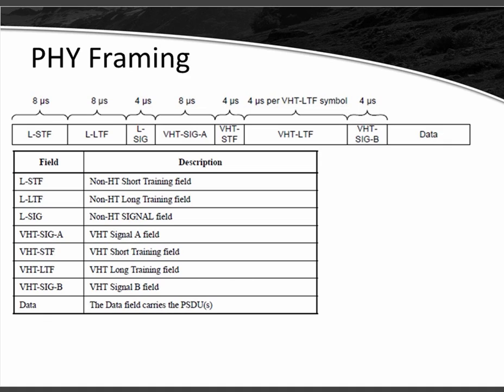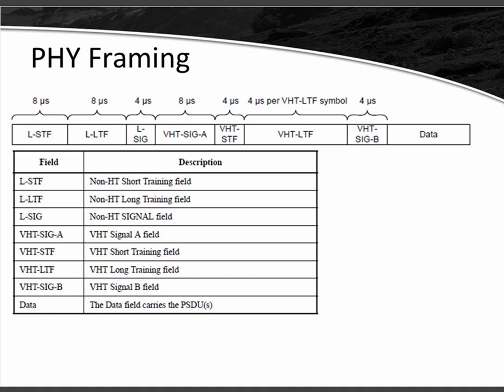Now, the data field does have prepended to it some communications that are used in order to synchronize for convolution coding and things like that. But generally speaking, it's just the PSDU. It's the upper layer information that came from the MAC layer and is now being sent by the PHY layer.